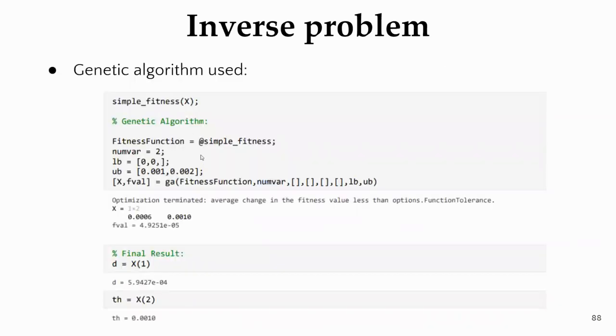After that, I used the genetic algorithm as here, and I got the final results: 5.94 times 10 to the power minus 4, which is 0.59 millimeters, same as 0.6 millimeter, and the thickness is 0.001, just 1 millimeter. I actually got the same, as you can see here. And this is the error function for this value. Thank you. That's all.